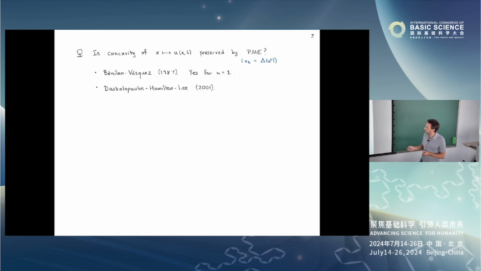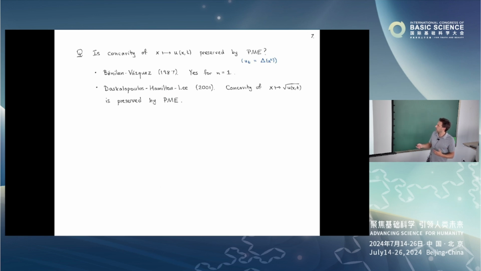Then there's an interesting result of Daskalopoulos, Hamilton, and Lee. They proved this very important result, that the concavity, not of u, but of the square root of u, is preserved by the porous medium equation. What they show is, if your initial data has the property that the square root of u is concave, and it has some regularity, and they also assume a non-degeneracy condition, which means the boundary initially moves at time 0.